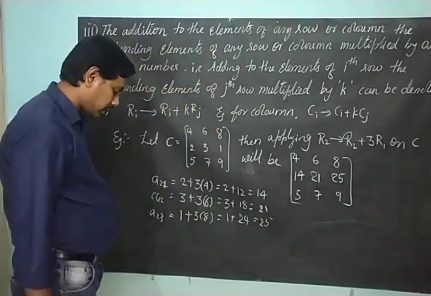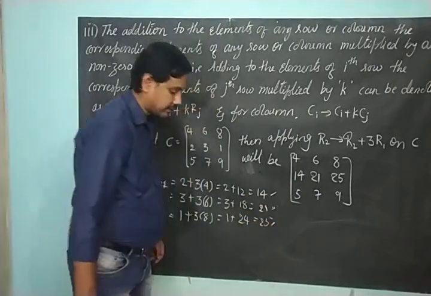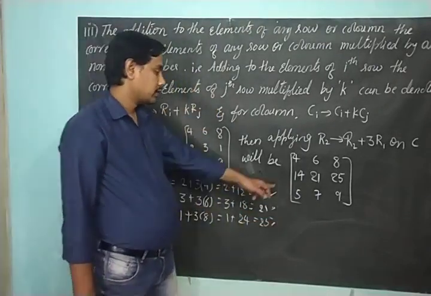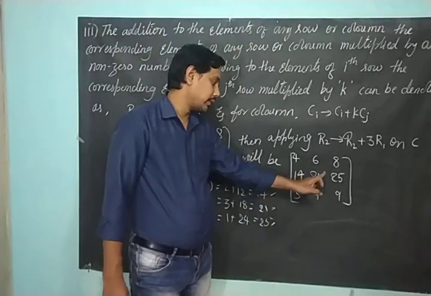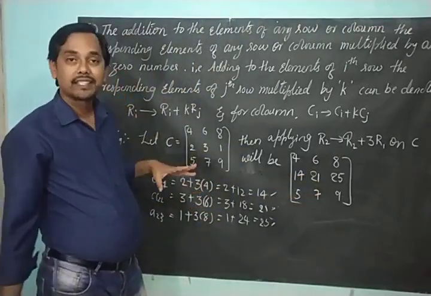So in the second row, what are the elements we are getting? 14, 21 and 25. So the second row will change to 14, 21 and 25. And the third row will remain as it is. So I hope this is clear.